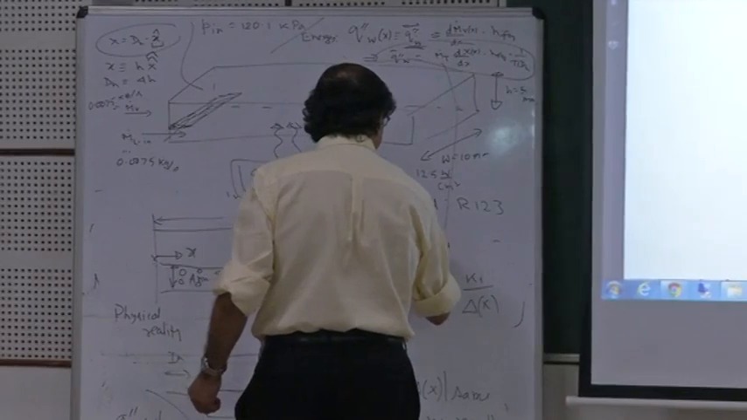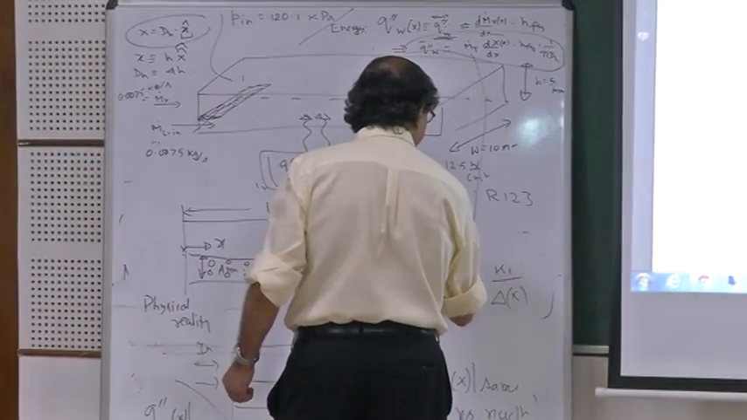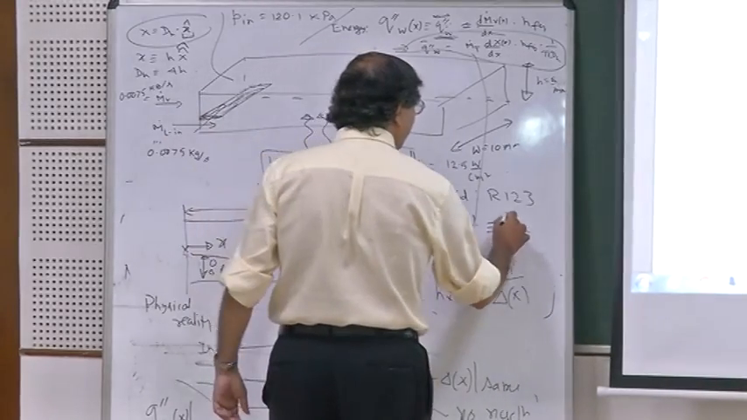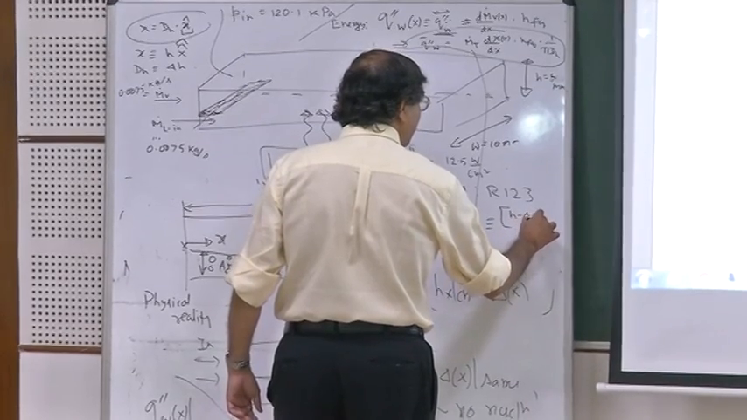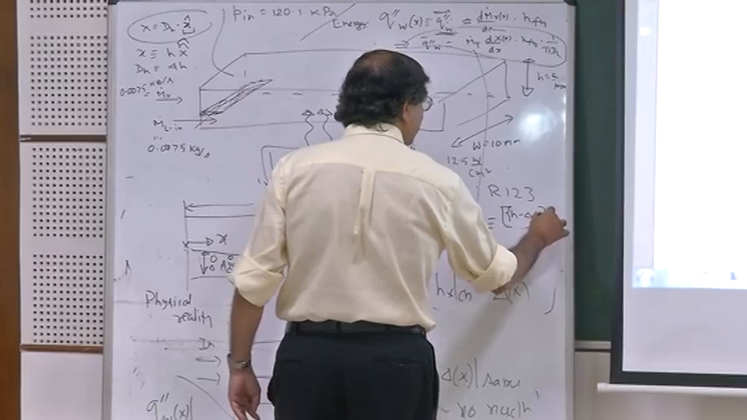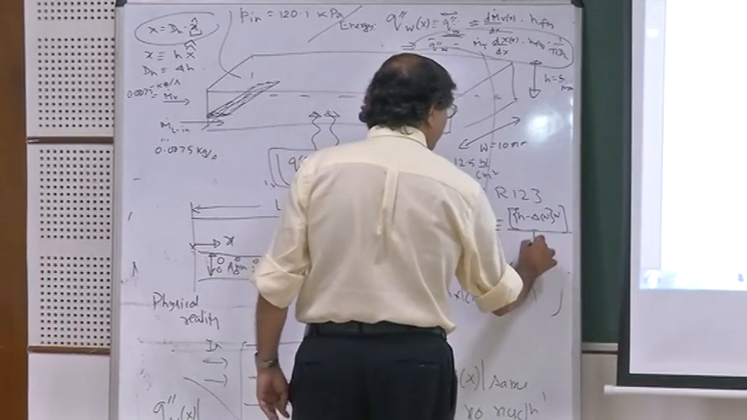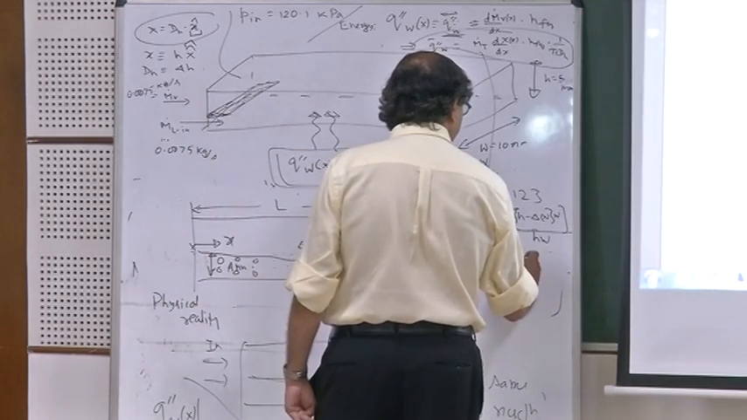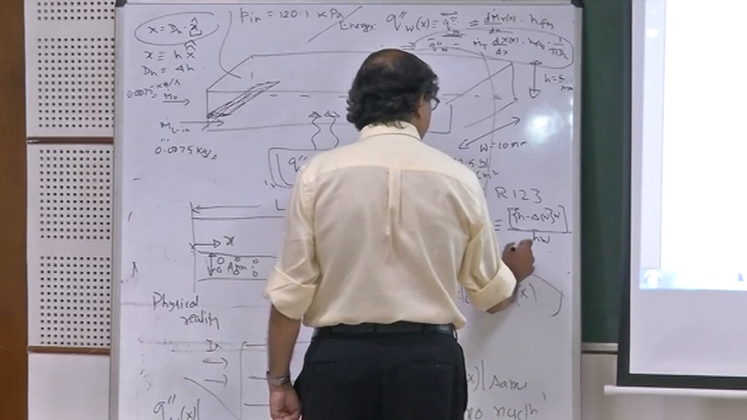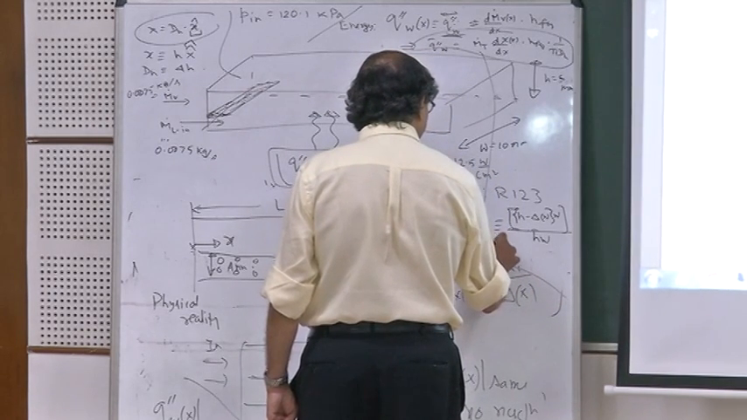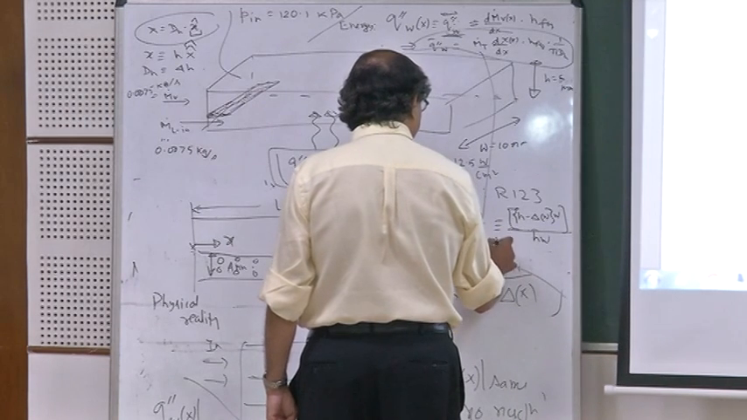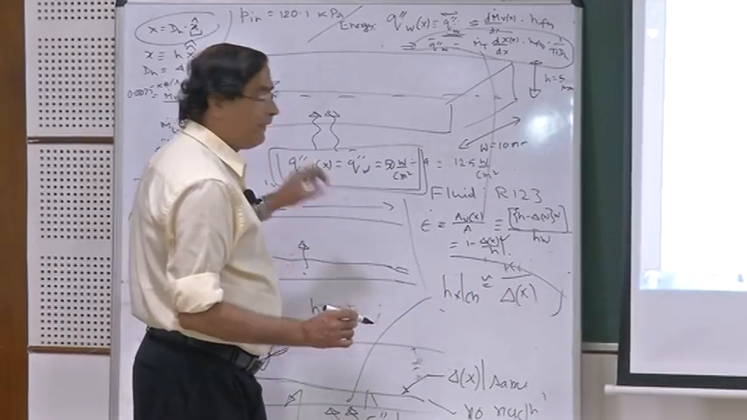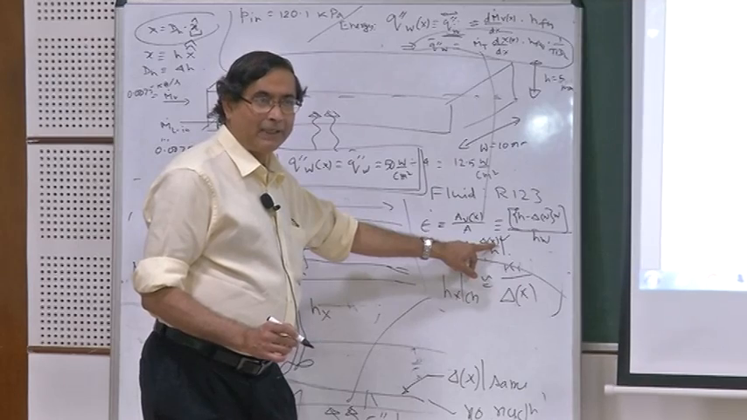Epsilon was equal to AV at X by A total. And what is AV of X for this simple situation? This would be H minus delta of X times the width, which is my cross-sectional area of the vapor, and H times the width is the total cross-sectional area. So I would have gotten 1 minus delta X by H, and if I know my epsilon, I can tell you my film thickness at the inlet.